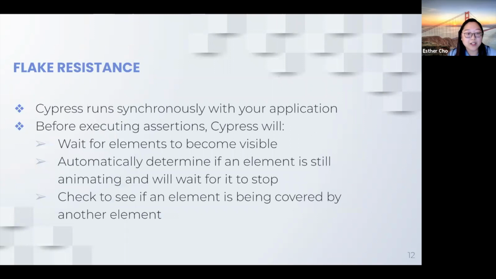Flake resistance, how they combat this. Cypress runs synchronously with your application. So before they execute anything, they're going to wait for elements to become visible on the screen. They'll determine if an element is still animating and wait for it to stop. And they'll also check to see if an element is being covered up by another element. So if you have an element that's been previously tested, it passed all its tests, but now all of a sudden there's a big pop-up on your screen covering up that element. In real life, a user is not going to be able to interact with that element, right? So Cypress won't run the test until that error is resolved.